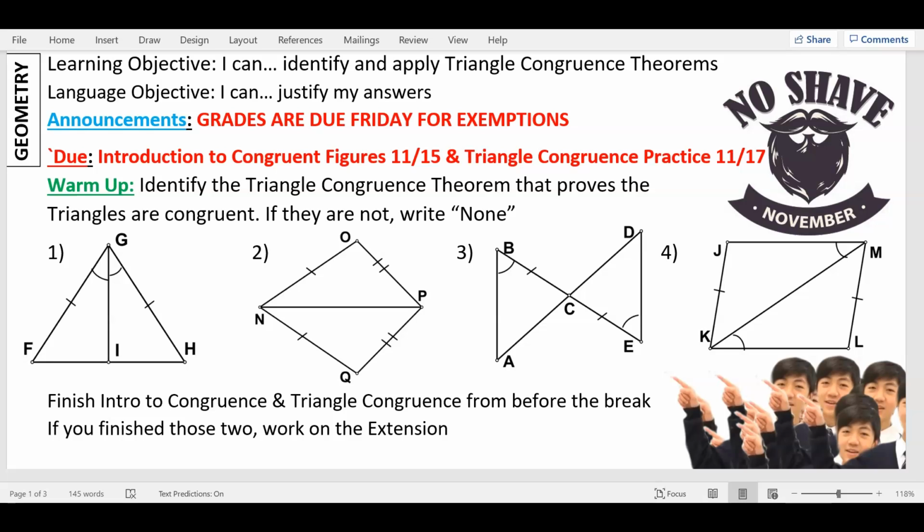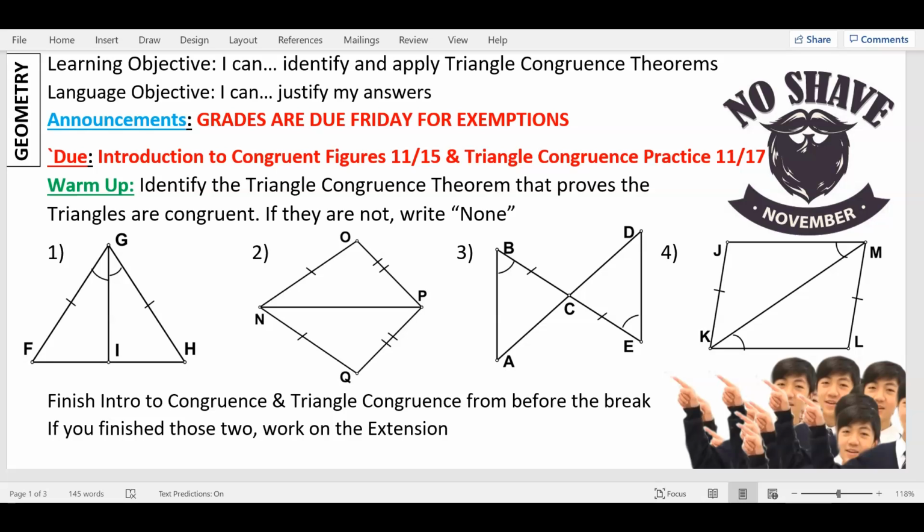Okay. So, welcome back. Grades are due Friday for exemptions. If you wanted to exempt the class, you have to have grades in by a certain time, so that'd be Friday. That's not for the whole 9 weeks or the semester, but that is just for exemption grades, okay? Like it says on there, there's 2 grades that are due from 2 weeks ago, right? They're right here from 2 Mondays ago and then 2 Wednesdays ago.